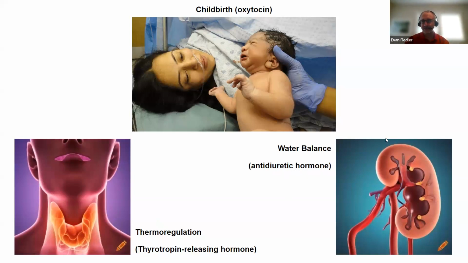The hypothalamus is connected to the anterior pituitary by a portal of blood vessels. The hypothalamus is connected to the posterior pituitary by nerve tracts.